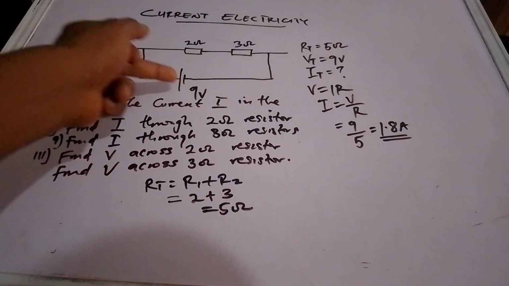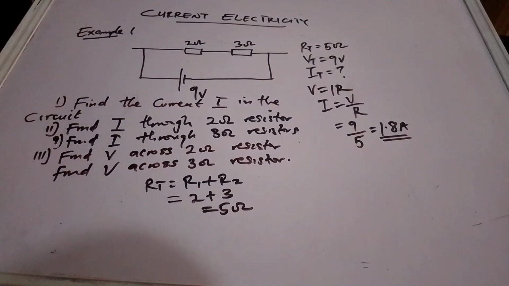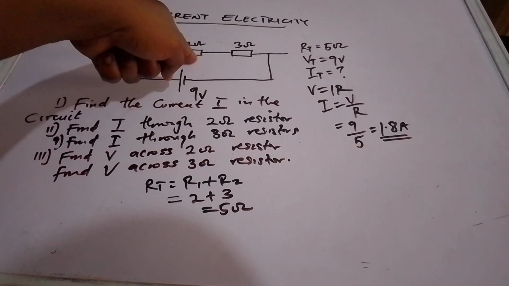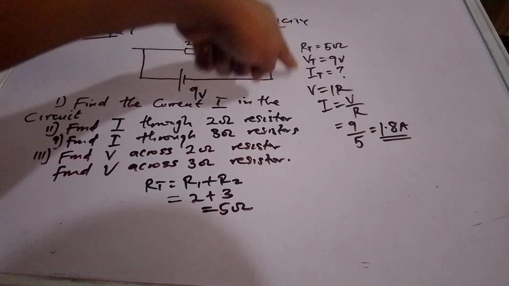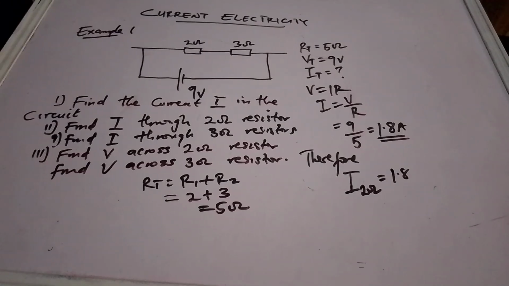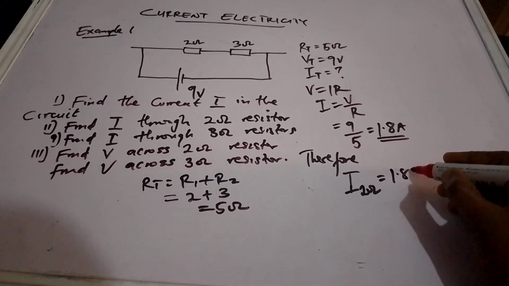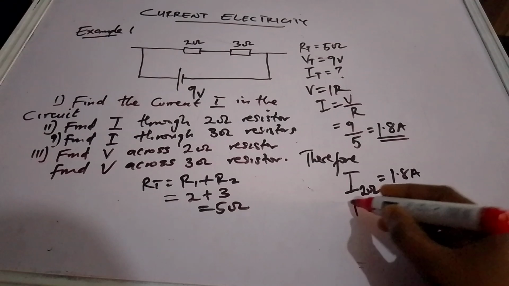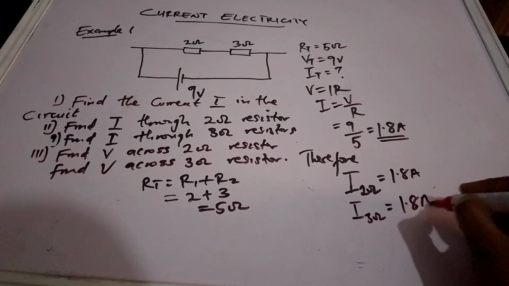So therefore, if 1.8 ampere flows from the source and it flows into these two resistors, then it means the current that flows through this one is 1.8 ampere, and the current that flows through here is 1.8 ampere along that cycle. So in a series connection, the current that flows through the resistors is the same. Therefore, I across 2 ohms is also 1.8 ampere, and at the same time, the current through the 3 ohm resistor is also 1.8 ampere.